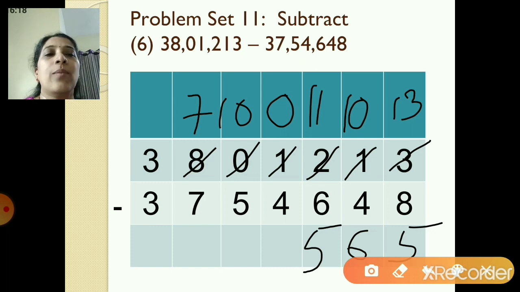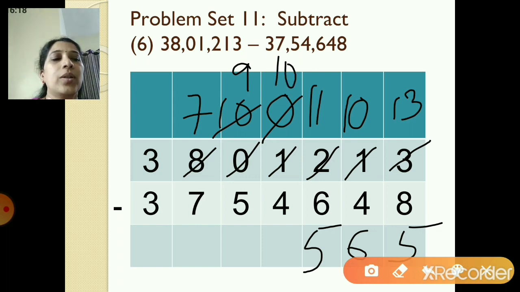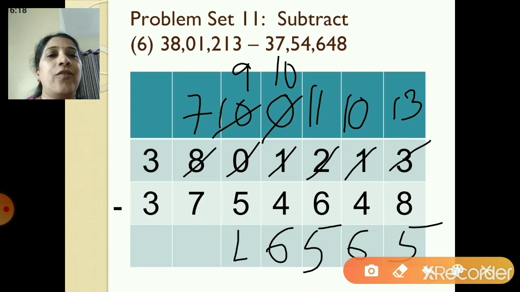So now you can borrow from the 10,000s place for the thousands place. So 10,000s place it will become 9. And in the thousands place also it will become 10. So 10 minus 4 will be 6. 9 minus 5 will be 4. And 7 minus 7 will be 0. 3 minus 3 will also be 0.